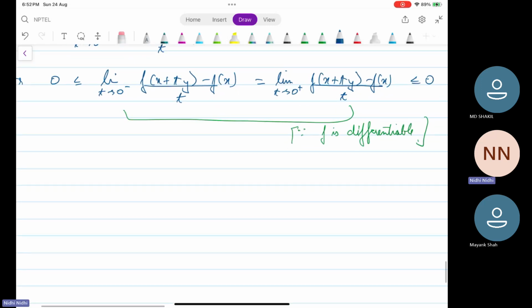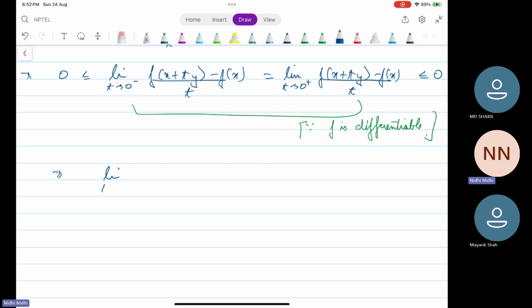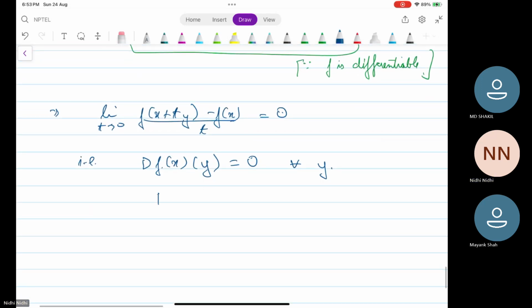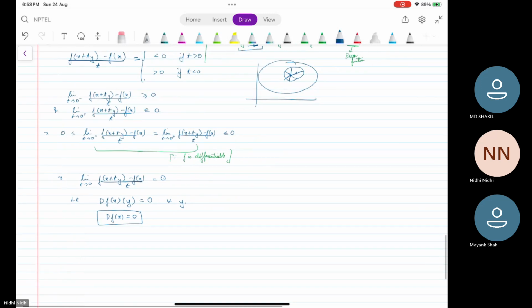This gives us the limit as t tends to 0 of f(x+ty) minus f(x) by t. This is equal to 0. That is the derivative of f at x in the direction y. This is equal to 0 for every y wherever the function is defined. Or we write df at the point x is the 0 map. I hope this is clear.